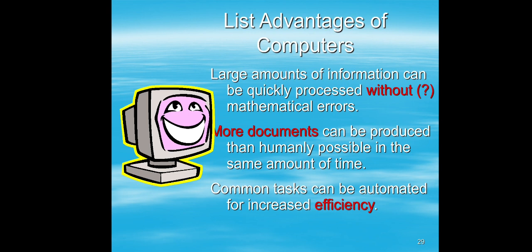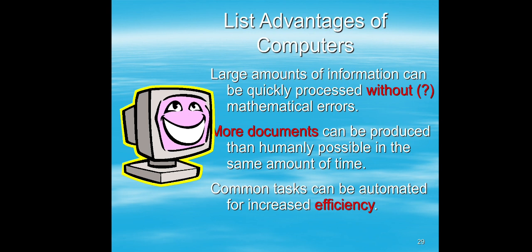Second point, if you use computer to do accounting record, more documents can be produced than humanly possible in the same amount of time. Every time you record, you can prepare a document. Maybe you sell something, you enter the data in the software and can print the receipt for the sales, or invoice for the sales, or anything. It can be produced very fast.